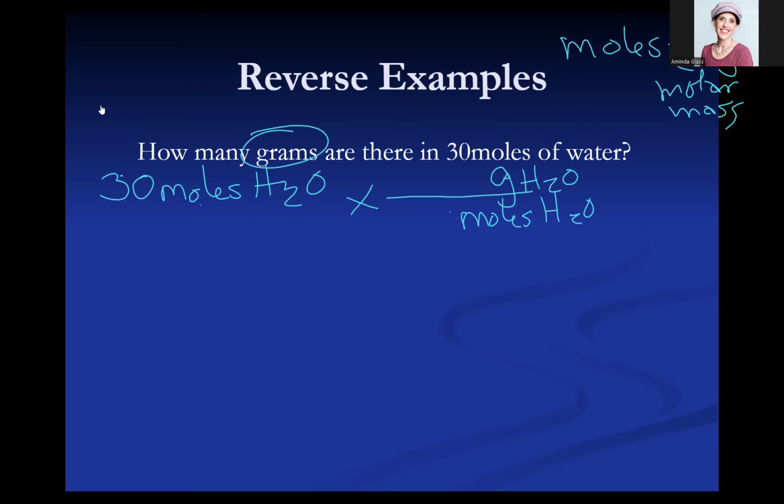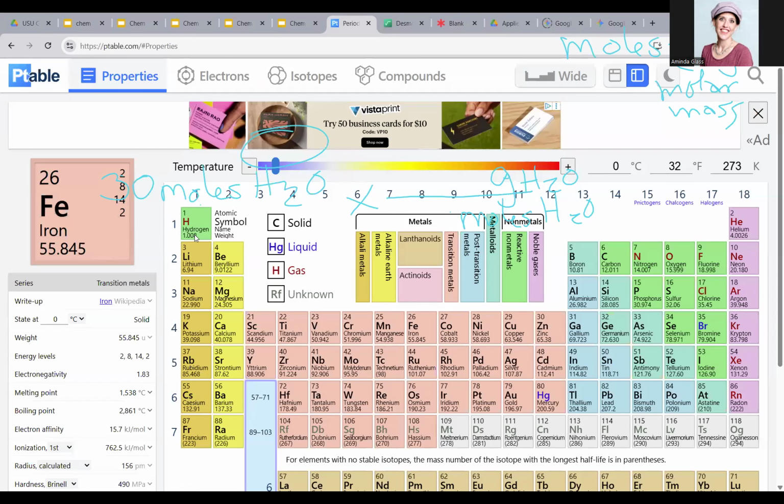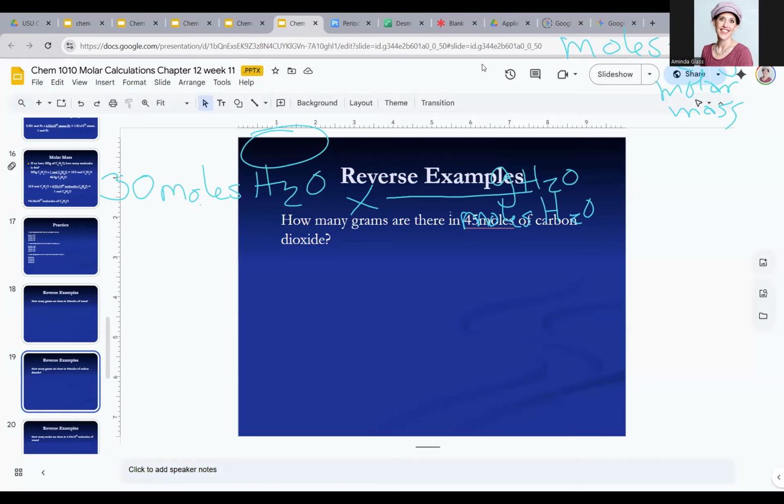And I look in the periodic table, and I see that hydrogen has a mass of 1.01. Oxygen has a mass of 16.00. So I come back.